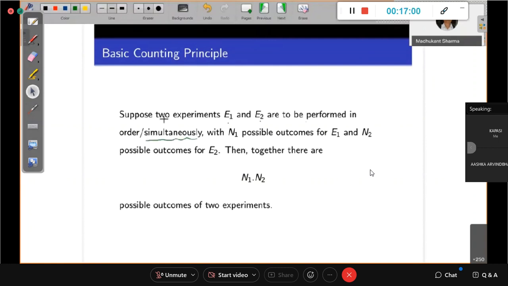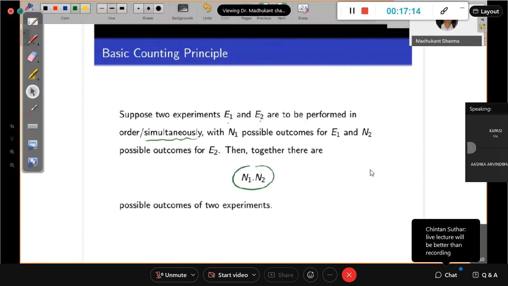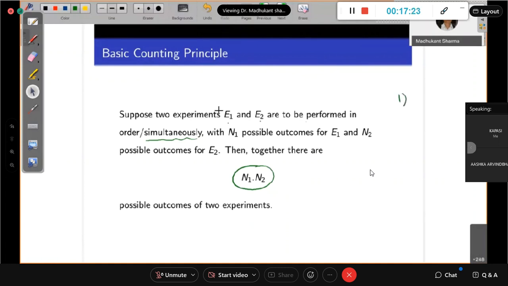So the simultaneous task means immediately after that. With N1 possible outcomes for E1 and N2 possible outcomes for E2, together the number of possible outcomes of the two experiments is going to be N1 into N2. You can go back and check the first example. E1 is the women and E2 is the number of children. So 12 women were there and 2 children, so together there were 12 into 2, that is 24.